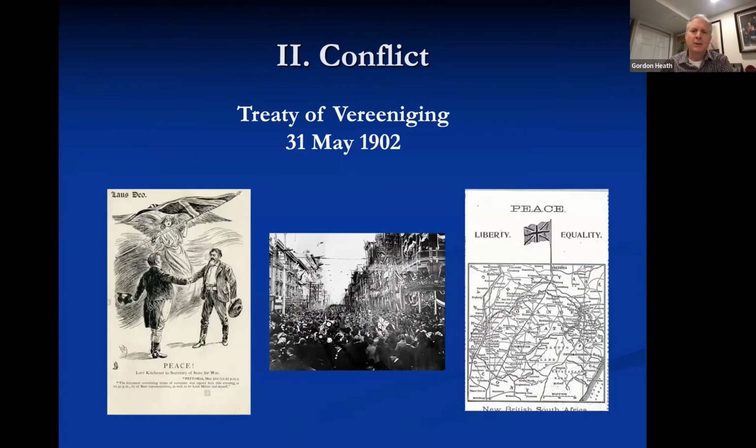Then the war is finished on the 31st of May in 1902, and you see some images of how the peace is proclaimed. It's peace, it's liberty, it's equality for all. And that's how it's portrayed. It doesn't end up being that way, ultimately, as we know from the history of South Africa, but that's how the discourse was at the end of the war.